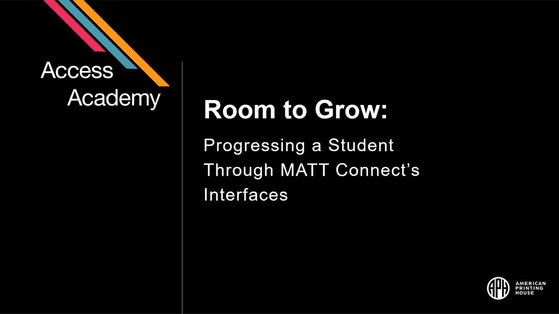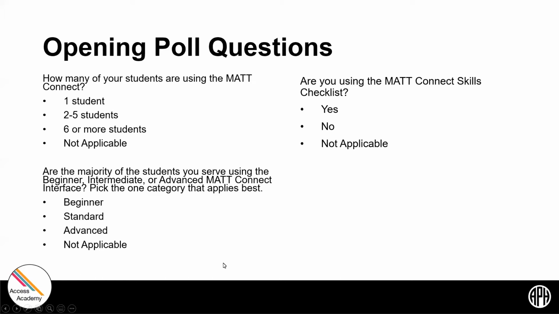So we want to know how many of your students are using the Matt Connect. The choices are 1 student, 2 to 5 students, 6 or more students, or not applicable. We want to know, are the majority of the students you serve using the beginner, intermediate, or advanced Matt Connect interface? Now, you're going to pick the one category that is most applicable to you. You may have students using all of them. Pick the one that's most applicable: beginner, standard, advanced, or not applicable. And then finally, are you using the Matt Connect skills checklist? We've talked about this before in webinars. Are you using that checklist? Yes, no, or not applicable.